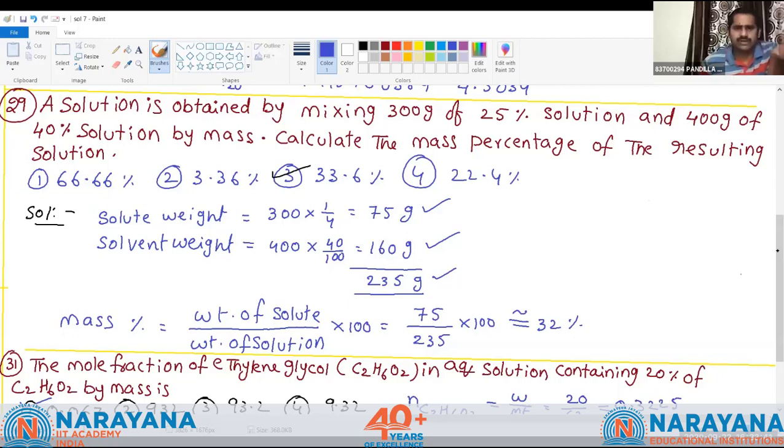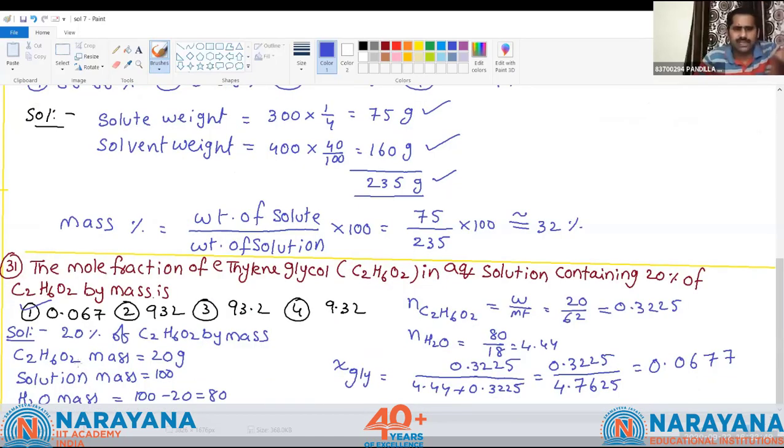Now students, we will go for the 31st question. The mole fraction of ethylene glycol in an aqueous solution containing 20% by mass is? 20% means 20 grams of ethylene glycol, and the remaining 80 grams is water. Number of moles of ethylene glycol is weight by molecular weight, 0.325, and number of moles of water is weight by molecular weight, 4.44. Now the mole fraction of ethylene glycol is number of moles of ethylene glycol by total number of moles. We got 0.0677. So the first option is correct.